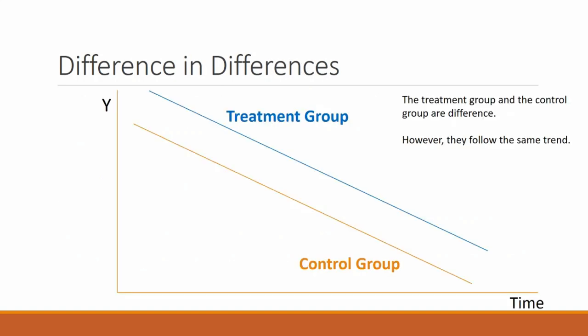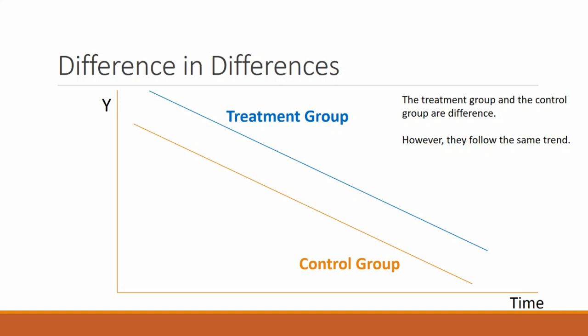I'm going to use a bunch of graphs that look like this to illustrate how difference in difference works, why it works, and why we need this parallel trend assumption. You might be able to get the intuition here. You can see that the two groups, the treatment group and the control group, have parallel trends. They change in the same way over time. We need that parallel trend. That means we need the treatment group and the control group to change in the same way over time.